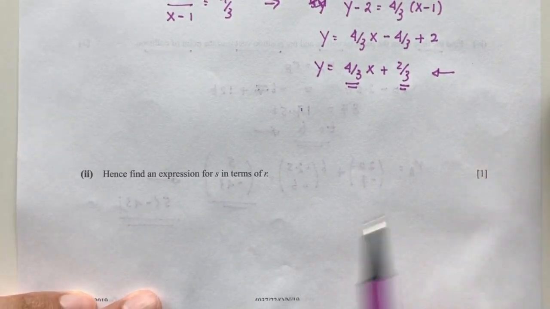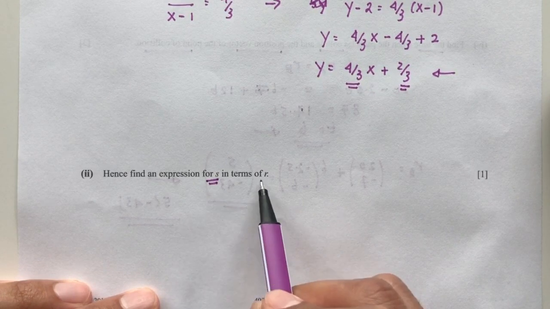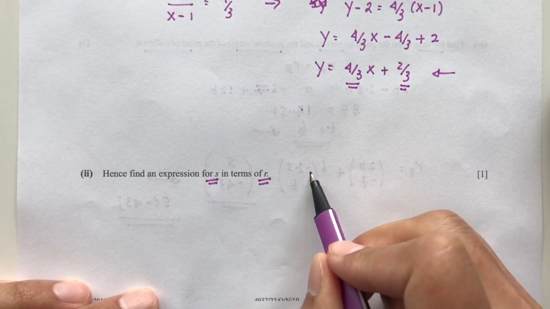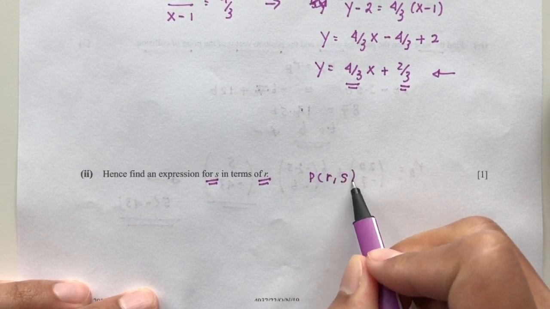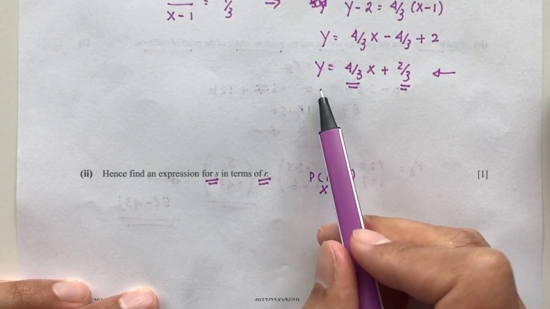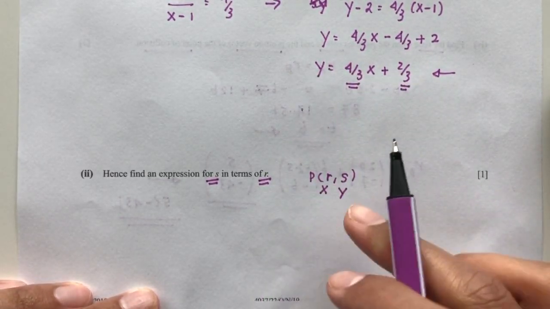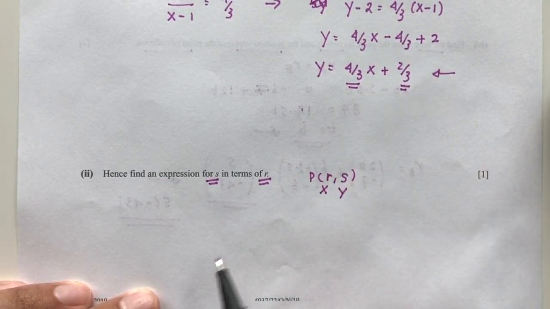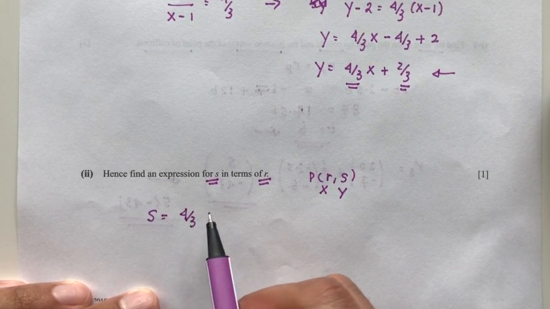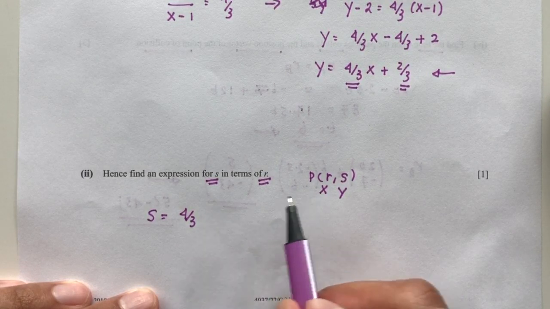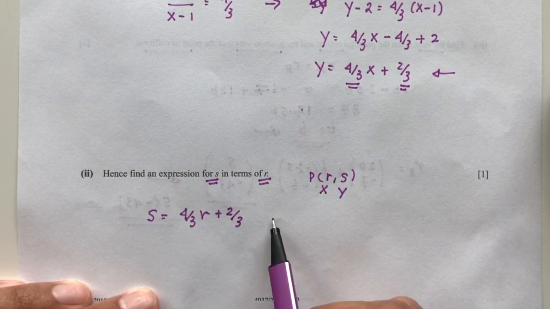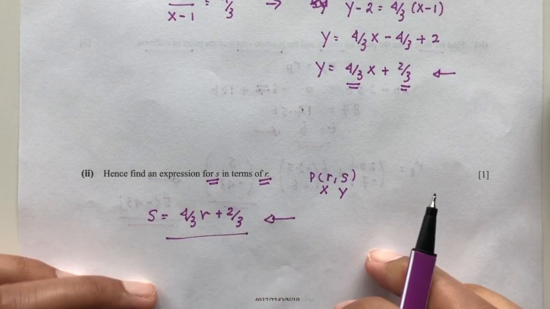Now for part 2, it says hence find the expression for s in terms of r. So let's do that. As we know, the point P is equal to r and s. This will be your x coordinate and your y coordinate. And the line PM is given by this equation. So we just have to replace these values in the equation. So y will be s is equal to 4 over 3, x is what? x is r plus 2 over 3. This will be the expression.